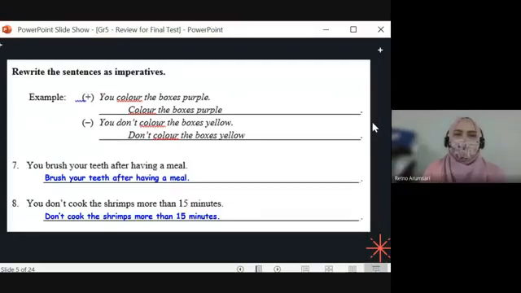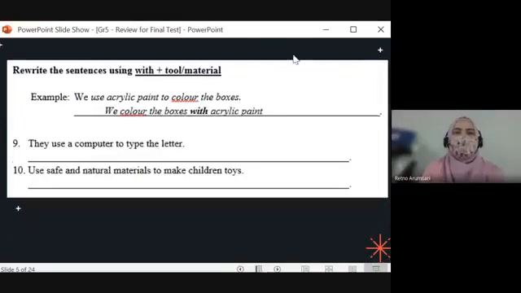Can I go to the next slide? Yes. All right. In the next part, you need to rewrite the sentences using with plus to all the material that you use. All right. Example, we use acrylic paint to color the boxes. Now, how do you do it?